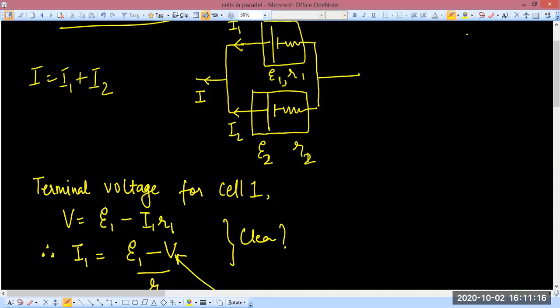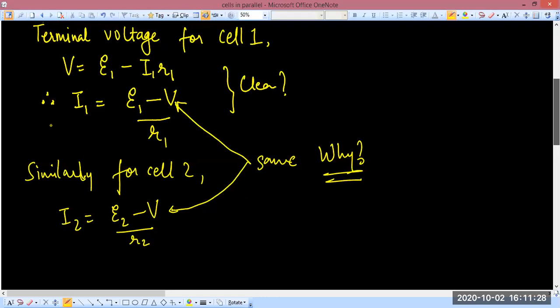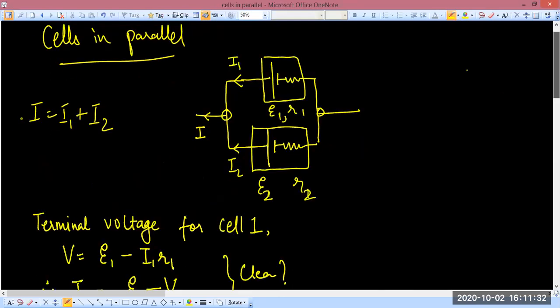Very good. In parallel, the voltage will be same between this point and this point, whether you take cell 1 or cell 2, right? So now if we take this value and we put it in this value, right?